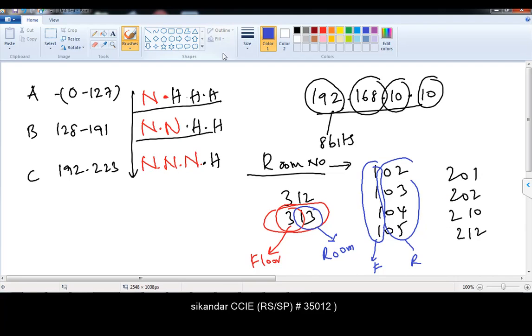So in a similar way here, we can compare the floor part to a network, and the room part we can compare just like a host. So room means an individual room, and those groups of rooms are grouped together and referred to as one common floor.